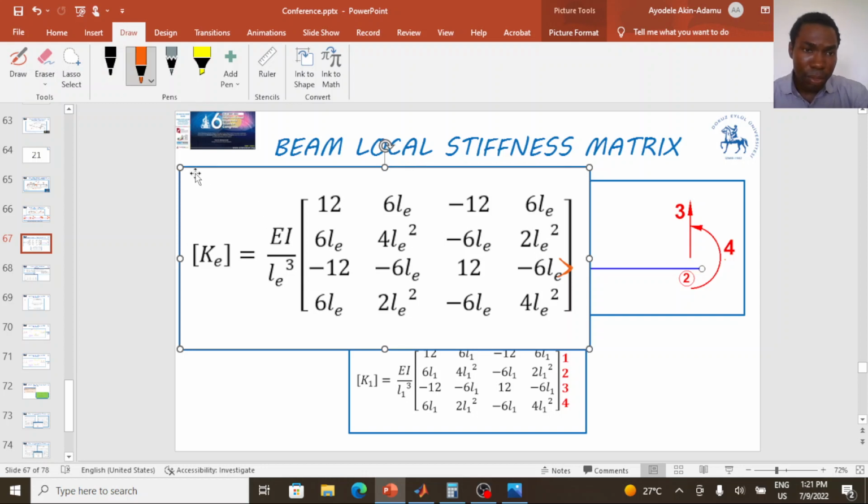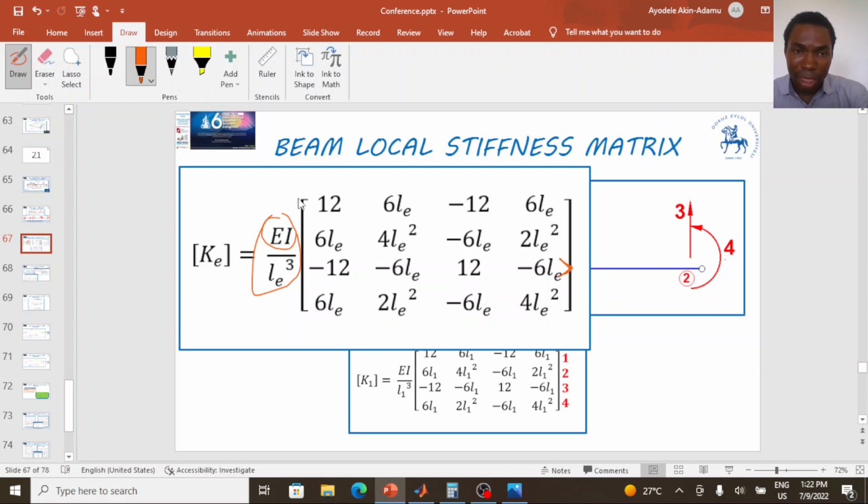EI is the flexural rigidity, where E is the Young's modulus, I is the moment of inertia, and LE is the span of that finite element, the length of that finite element. So this multiplied by this matrix gives our local stiffness matrix for each of the elements. Let me send this to the back.